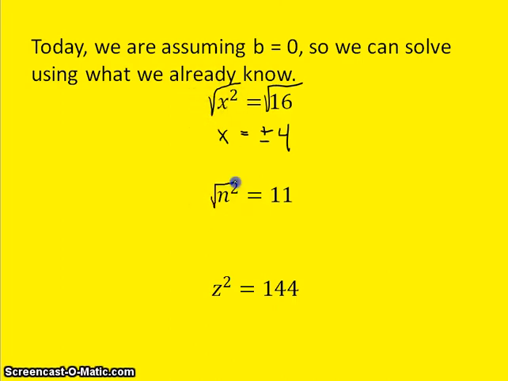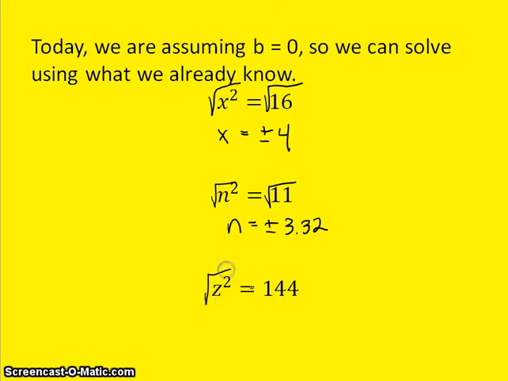Same thing with the next example. Take the square root of both sides. That means n is going to equal plus and minus the square root of 11. So the square root of 11 is approximately 3.32. So positive 3.32 squared is 11 and negative 3.32 squared is 11.